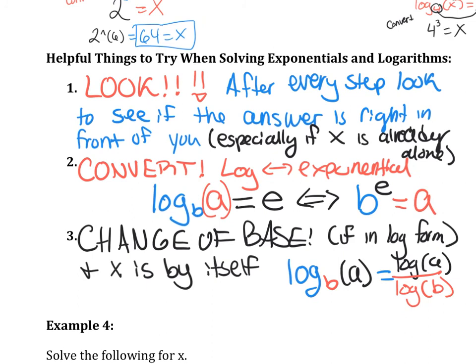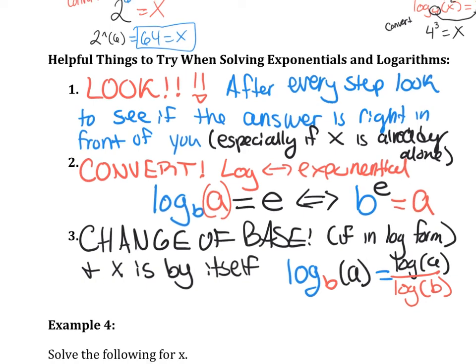Always the very first thing you should do is make sure that the exponential or the log is by itself. So use those reverse operations to get the exponential or the log by itself. Then go through these things. Just look at it, see if the answer appears. If that's not working, try converting. And if that's not working and it's in log form, try change of base. So again, there's not really one order that will work every time. You just kind of have to go through the motions and see what works.